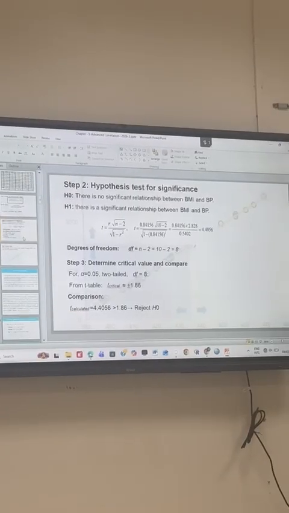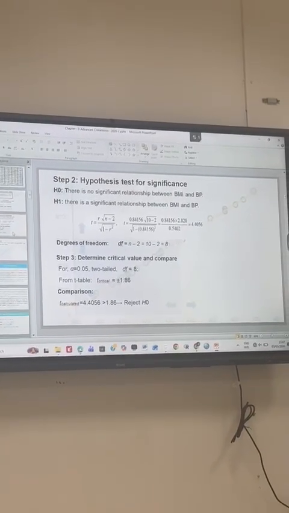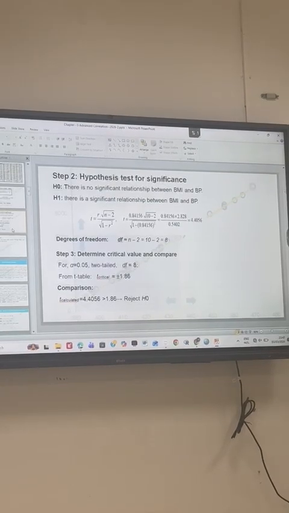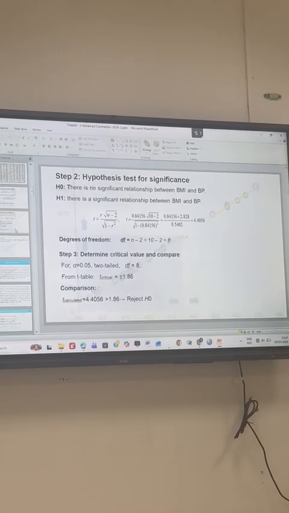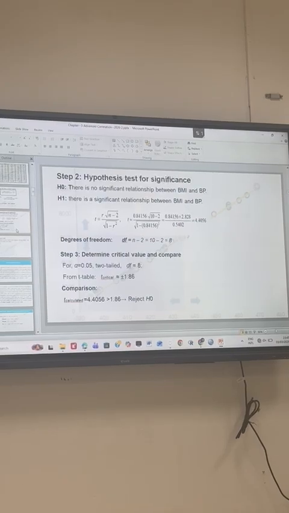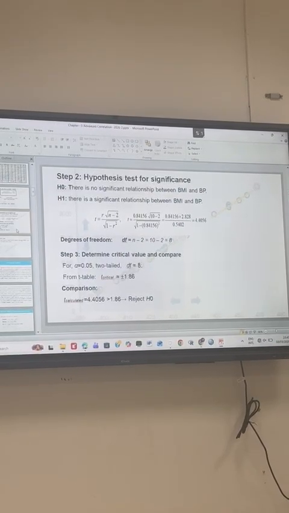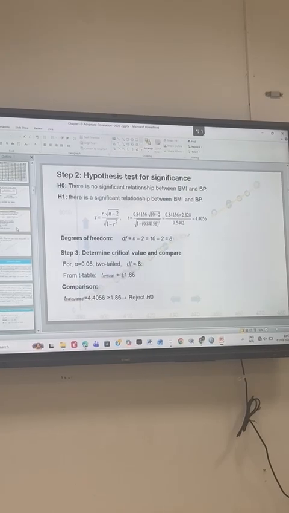The t-test is used to test the hypothesis of the Pearson correlation coefficient. Clear? The t-test is used to test the hypothesis of the Pearson correlation coefficient.